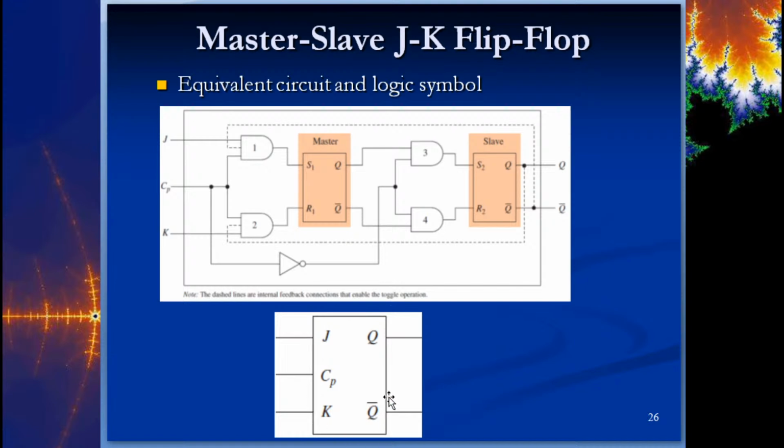So this is the symbol that we use and what it looks like in Quartus when we use a JK flip-flop. It's going to have a J and a K. The ones that we use, I believe, also have an asynchronous set and reset, which we'll talk about as well. But anyway, there's a J and there's a K, and there's also what we call the clock pulse, or C sub P.